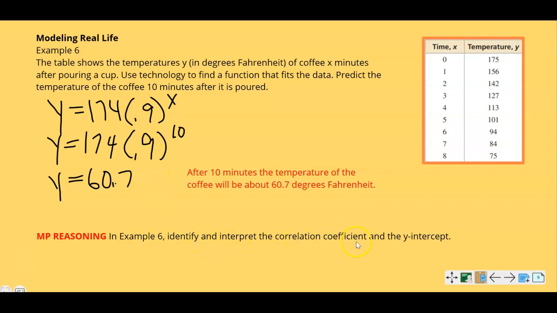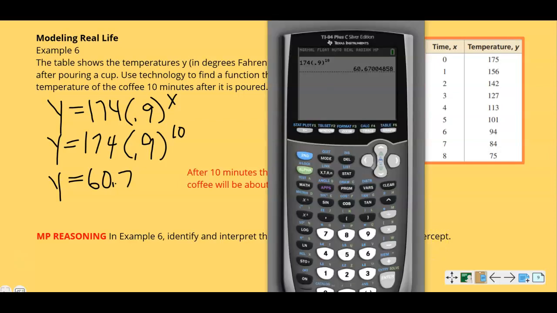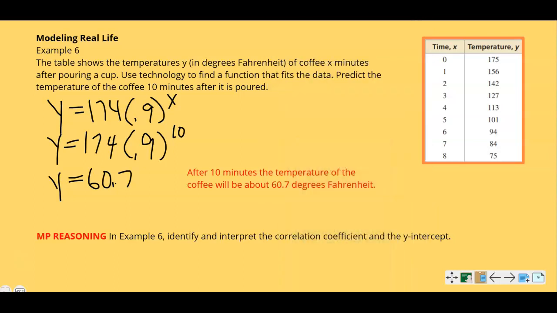All right, in example 6, that's this example here. Identify and interpret the correlation coefficient and the y-intercept. All right, so the correlation coefficient, that was the R value that we looked at when we had our equation up here. Let's see if we can find it again. All right, so the correlation coefficient R equals negative 0.999. Interpret what that means. That means this is a strong negative correlation, so the equation is a good fit.